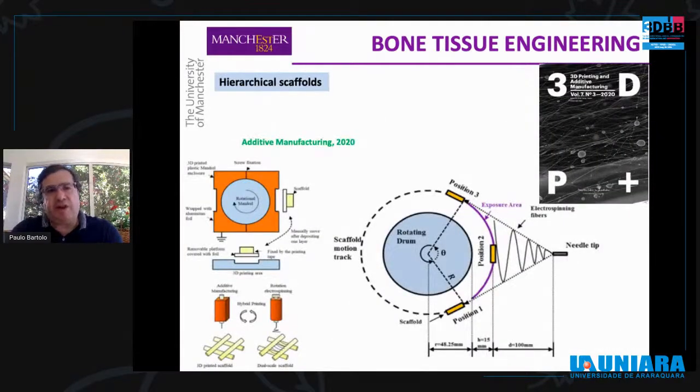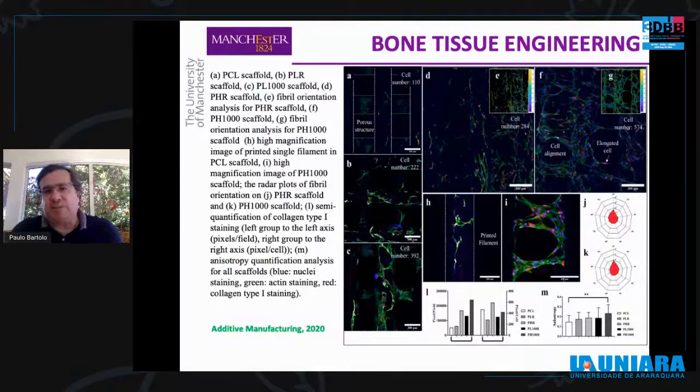We're also designing and producing hierarchical scaffolds through a combination of multiple techniques. Again, this year, we published a paper in 3D printing and additive manufacturing. It was also highlighted in the cover, where we created dual-scale scaffolds using a setup combining extrusion additive manufacturing with non-rotational electrospinning. And more recently, we published another paper in additive manufacturing where we describe a different setup, again using extrusion-based process, but also a rotational electrospinning system. The results show that by optimizing the processing conditions, it was possible to obtain high mass density with highly aligned fibers embedded in the scaffold.